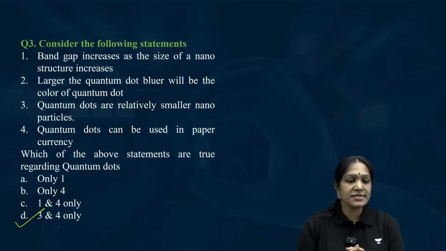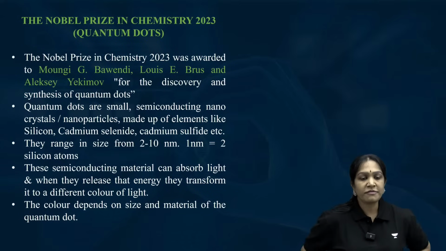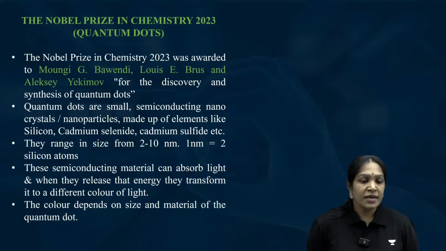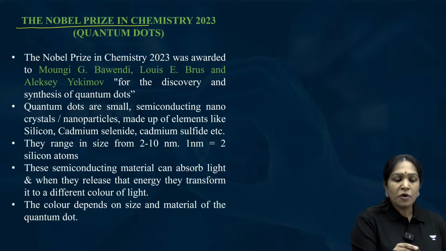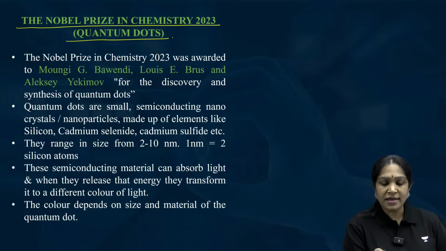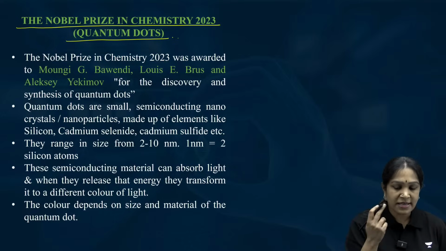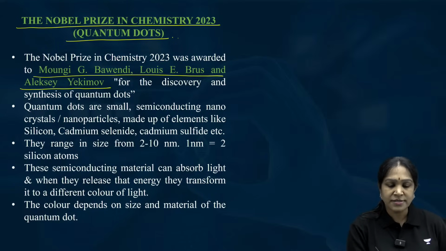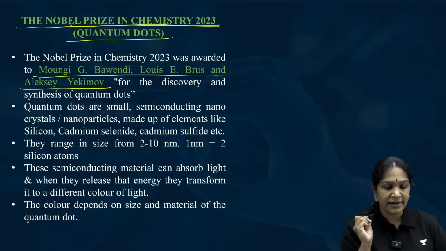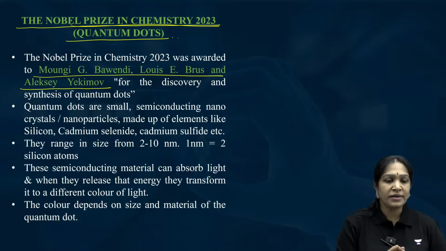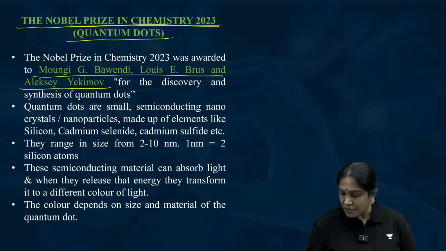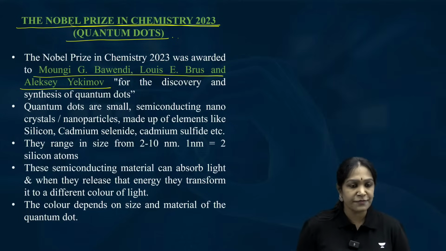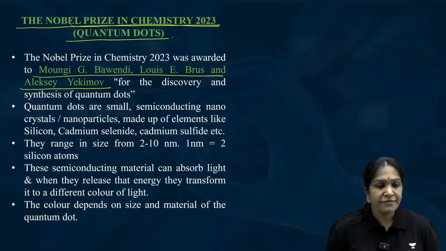Before we discuss the question, let us try to understand the basic concepts given in the statements. First of all, why are we discussing it? You must have studied this. The Nobel Prize in Chemistry 2023 is for the discovery and synthesis of quantum dots. These are the scientists who got the Nobel Prize in 2023 for quantum dots. That is the reason why we are discussing this topic.